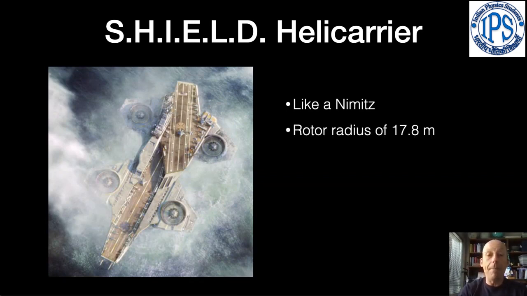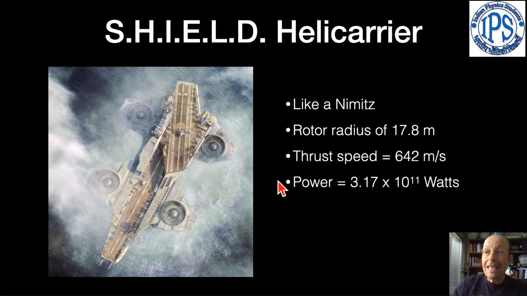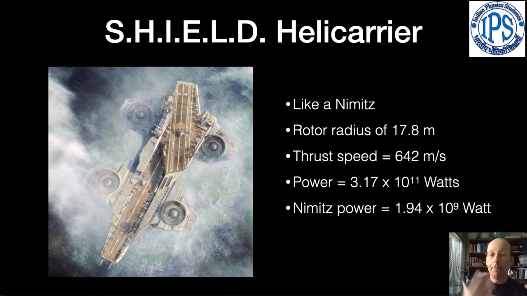Once you know that, I can measure the radius of these rotors, 17.8 meter radius for each one of those. And from that, I know the mass, I know the area, I know the density of air. I can calculate the thrust speed. That's really high, 642 meters per second. And if you use that to calculate the power, 3 times 10 to the 11th watts. That's really high. Just for comparison, the nuclear power plant on an aircraft carrier is around 2 times 10 to the 9th watts, so way, way higher.